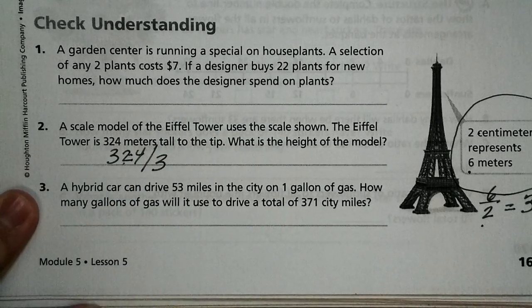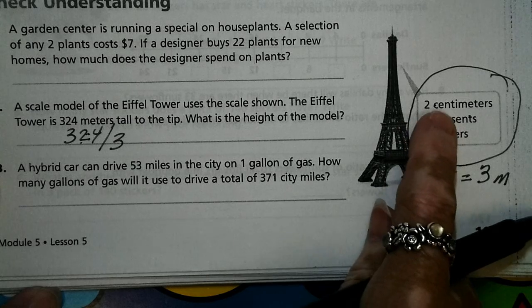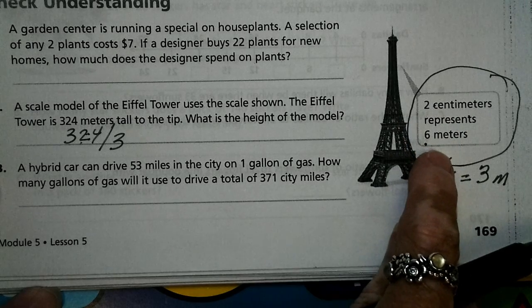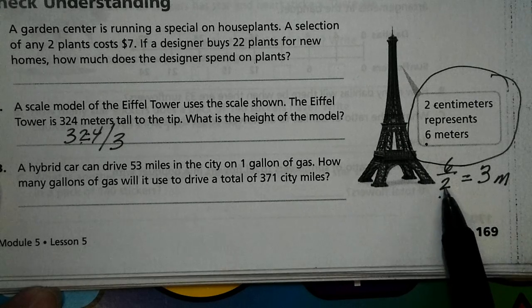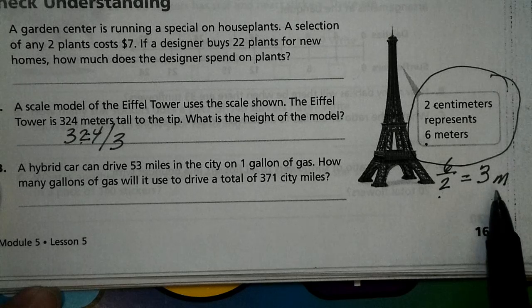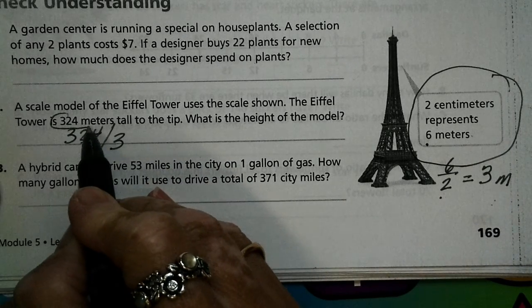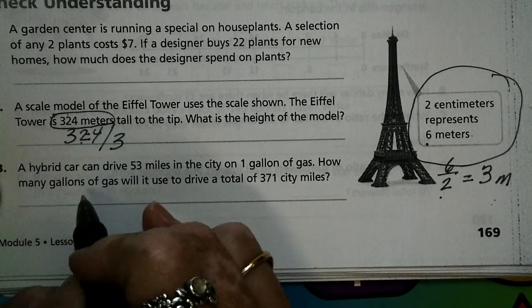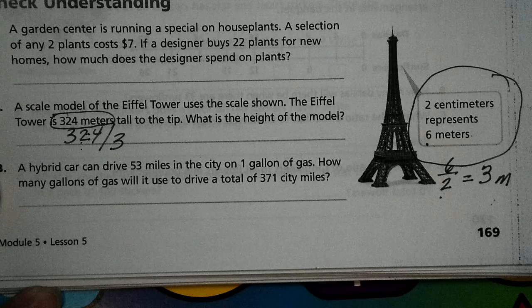Wait, I'm confused on what just happened. How many centimeters can I get into 6 meters? 3. Yeah, 6 divided by 2 is 3. The reason why I had to convert this to meters is because I have meters here. So now I can do 324 meters divided by 3 meters.